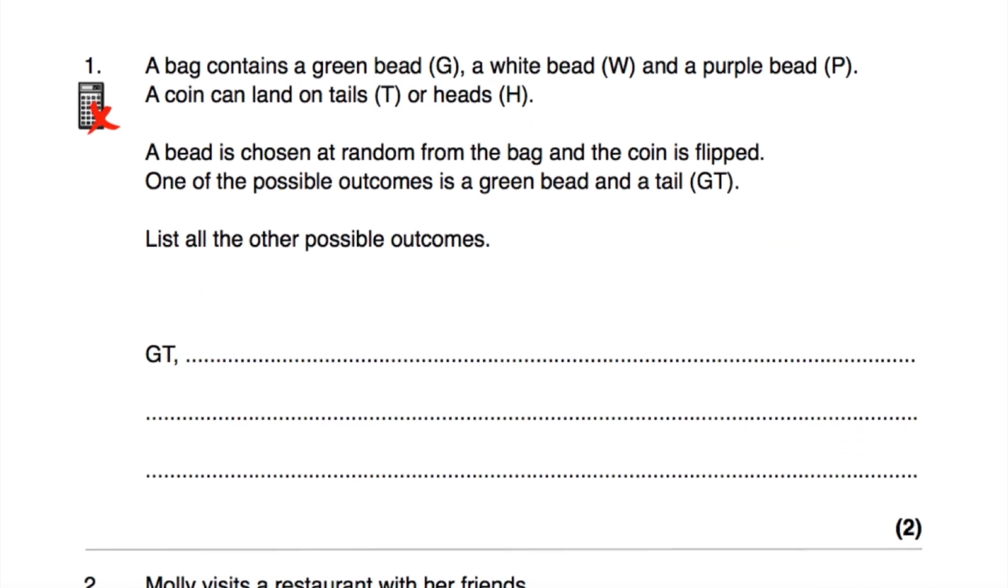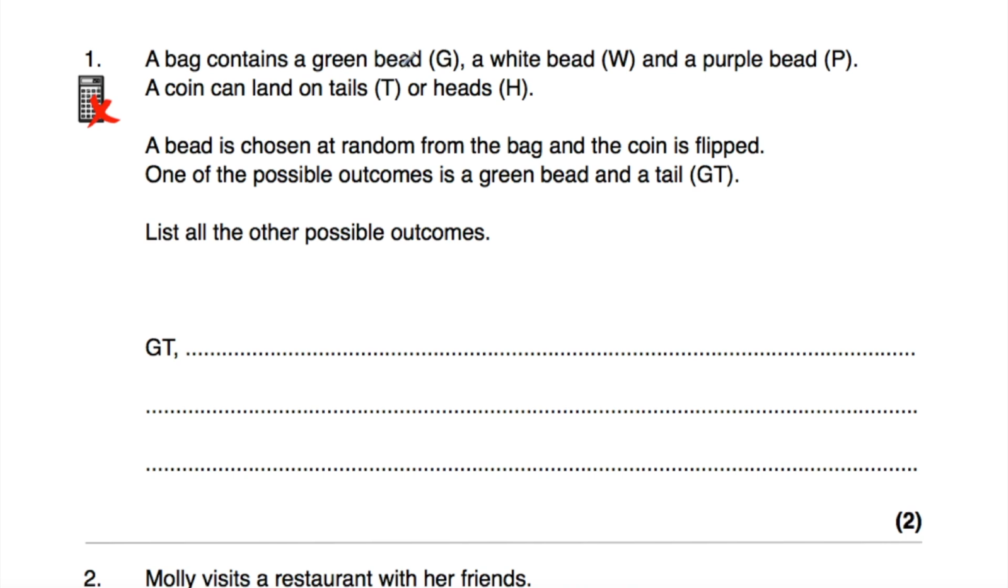Okay, question number one. Question number one says a bag contains a green bead, a white bead, and a purple bead, and a coin can land on tails or heads. A bead is chosen at random from the bag and the coin is flipped. One of the outcomes that is possible is a green bead and a tail. And we've been asked to list all the above possible outcomes. Okay, so let's work through these.